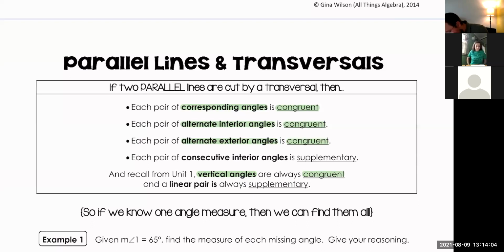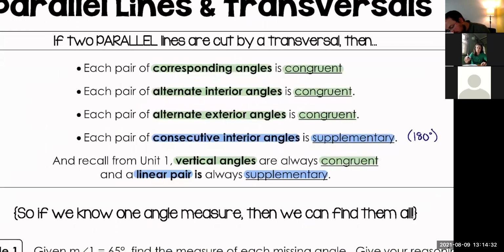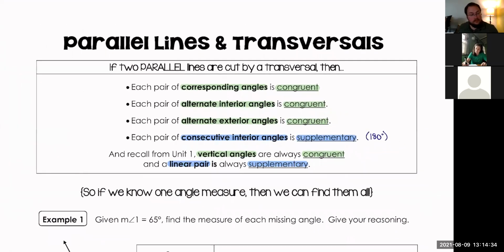And then just to spice it up a little bit, change my highlighting color. Almost everything's congruent except for consecutive interior angles, which are supplementary, which means what? Is that 180 or 90? 90, oh, almost. Sorry, 180. And linear pairs, meaning that together they form a line, are also supplementary. So again, these are facts that we are going to use, assume to be true, and use them to find missing bits of information.